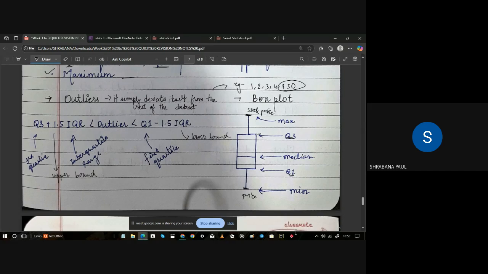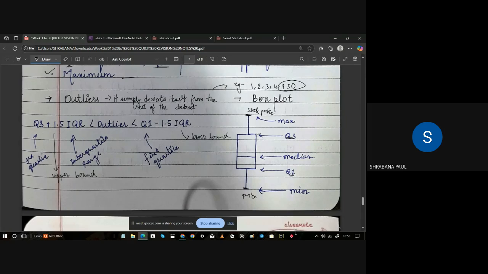हाँ, तो आउटलेयर्स क्या होता है? Outliers, it simply deviates itself from the rest of the data set. जस्ट फॉर एग्जांपल एक डेटा एग्जांपल ले लो 1 2 3 4 5 एंड 150. देखो 1 2 3 4 ये जो डेटा है वो नियर वैल्यूज है, राइट. 1 के बगल में ही 2 रहता है, 2 के बगल में ही 3. बट 150 जो है वो बहुत दूर का नंबर है. So outliers are those numbers that deviate from the rest of the data set.